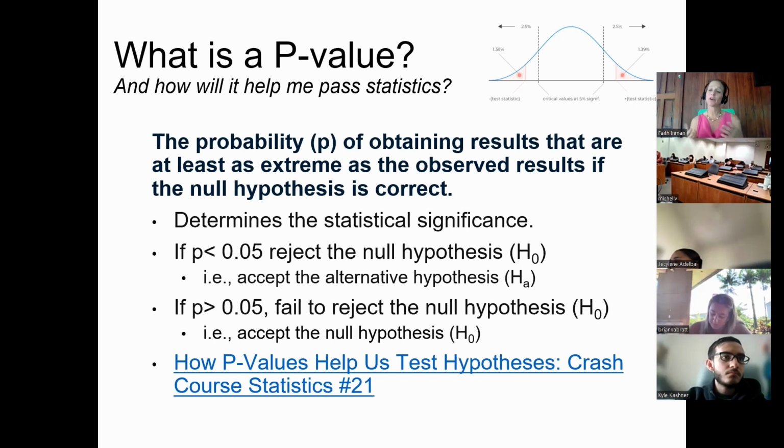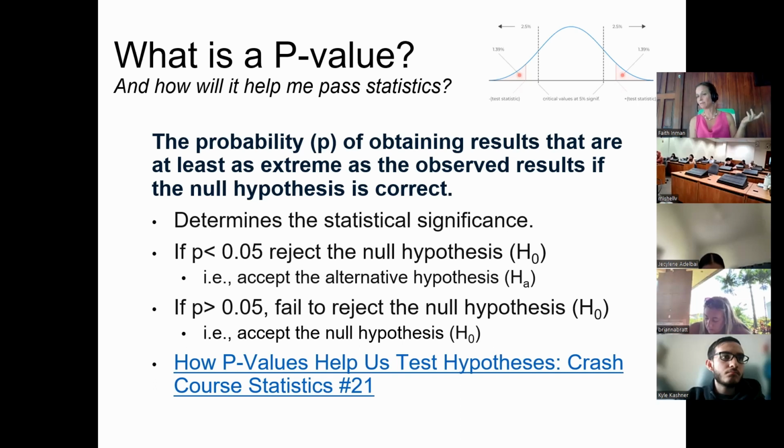So that determines the statistical significance. And just remember that if P is less than 0.05, you reject the null hypothesis, your H sub 0. In other words, you can accept the alternative hypothesis. And that means that the probability of getting the sample data that you got, if the null hypothesis were true, is less than 0.05. That's pretty uncommon.